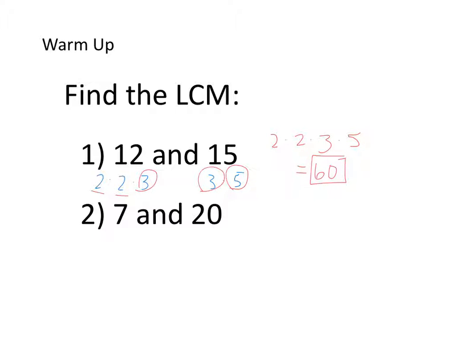and 15. Number 2, 7 and 20. So if I find the prime factorization of 7, that's just 1 times 7, and 20 would be 2 times 2 times 5. So they actually share nothing in common, so I just have to multiply all the numbers together, which is just 7 times 20, which is 140 for the LCM of number 2.